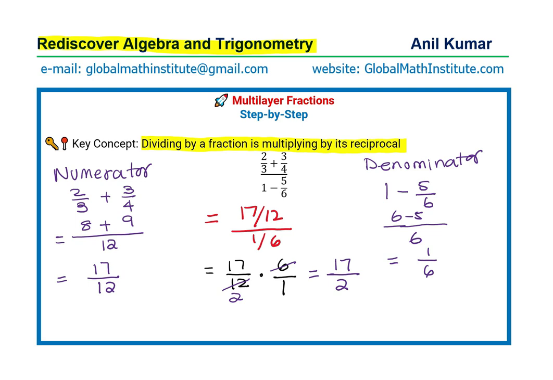So I hope these steps help you to understand and visualize how we work with multi-layer fractions. If convenient, you can do as I've done: simplify the numerator and denominator separately, and then dividing one by another is the same as multiplying by the reciprocal of the denominator, and then simplify the terms to get your answer. You get 17 over 2 as your answer.